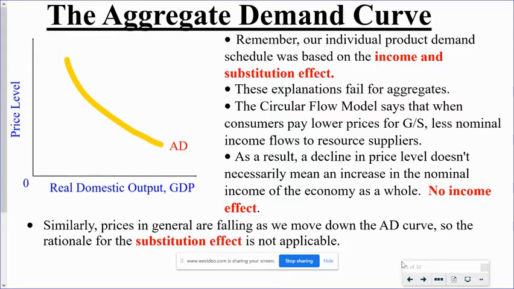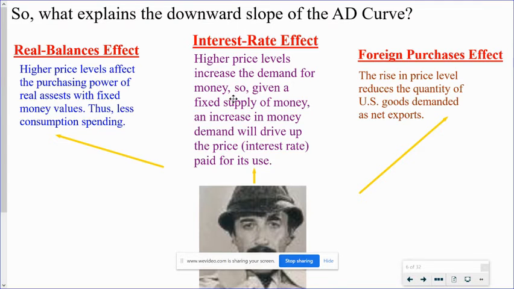There's no income effect. So this does pop up on the AP exam, ladies and gentlemen. The reasons why there's a downward sloping aggregate demand curve. In summary, you cannot use the same reasons for a single demand curve studied in microeconomics. So macroeconomists have identified three.